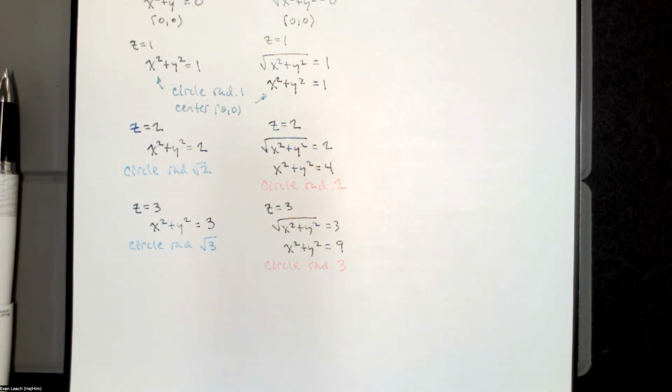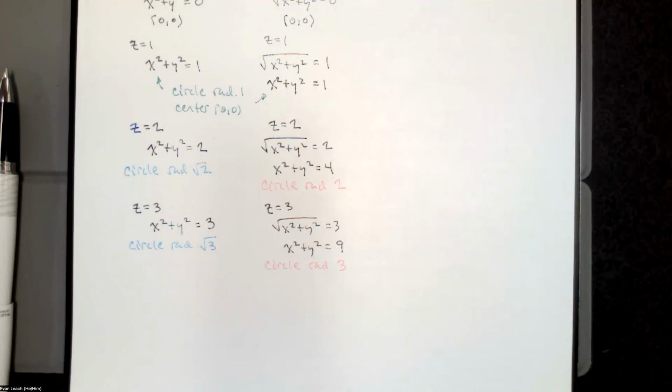So in the square root version, the z values tell you what the radius is going to be. In the non-square root one, the z values tell you the square of the radius. The radius is proportional to the z. In the non-square root one, the radius is going to be the square root of the z value. That's what it looks like.